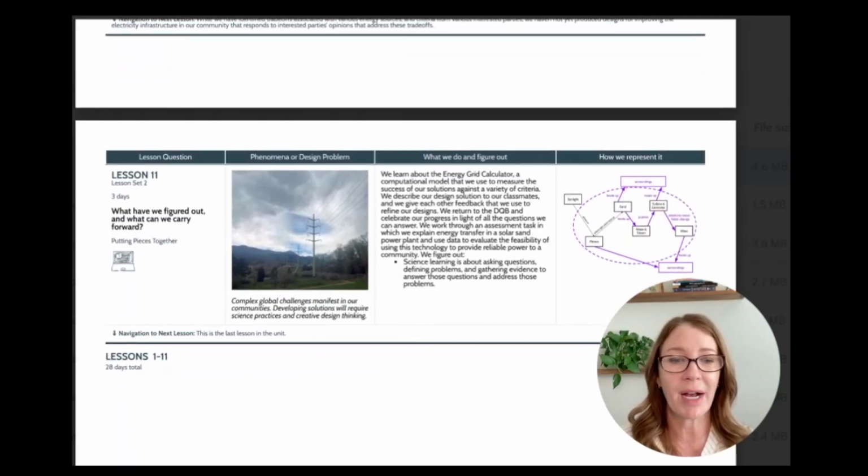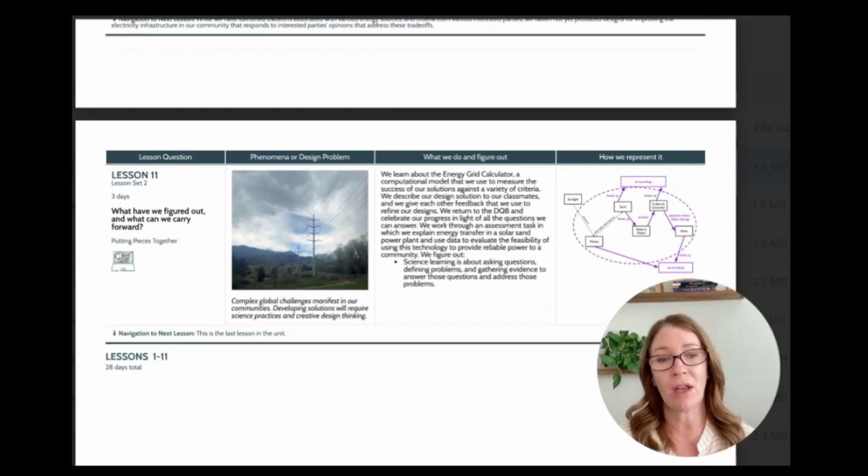In lesson 11, we actually test those power grids, not so much by making a model of them, but by using what's called the energy grid calculator. It actually has all the information for the communities around the United States. And so they put their decisions into this energy grid calculator, and then they can measure the success of the solution. They also share their solutions, get feedback, and experience more of the processes of engineers and the engineering design process. And then there is a final assessment task in lesson 11.